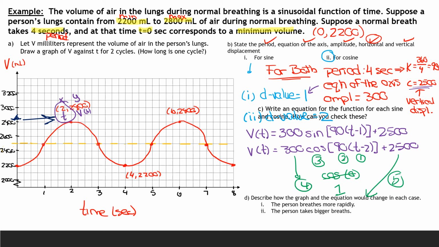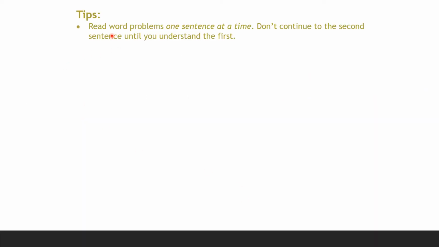Remember, today's lesson is on problem solving, on word problems. So that's what we're trying to go through here, as to how to interpret a word problem and turn it into a graph or turn it into an equation. So let's talk about some overall tips. What we did first: read word problems one sentence at a time. Don't continue to the second until you understand the first. Very important. And most of you, if you're looking at a handout right now, are probably going ahead and reading it anyway. You are skipping ahead instead of doing one sentence at a time.